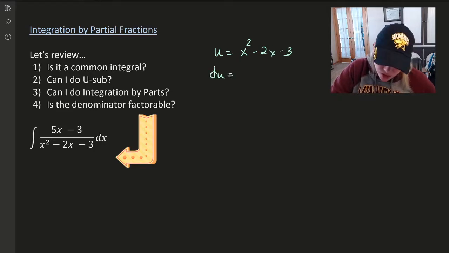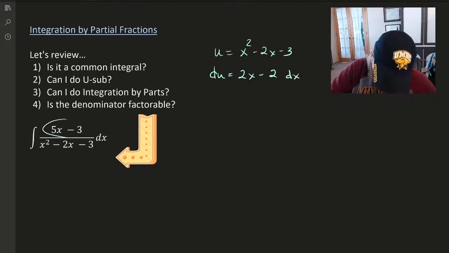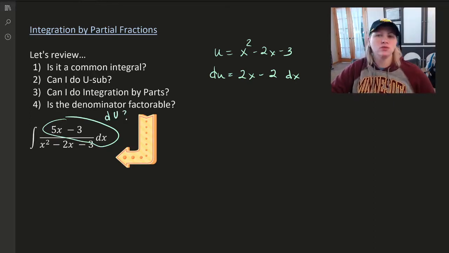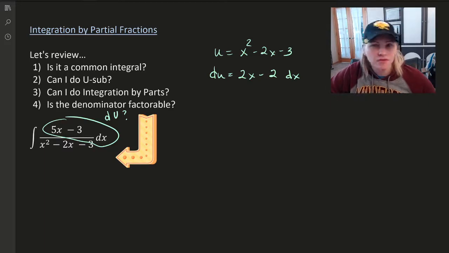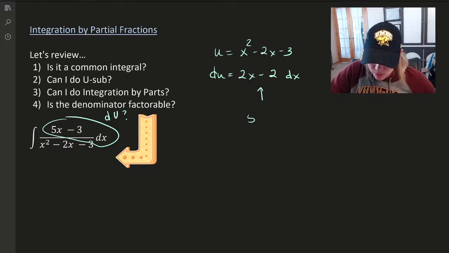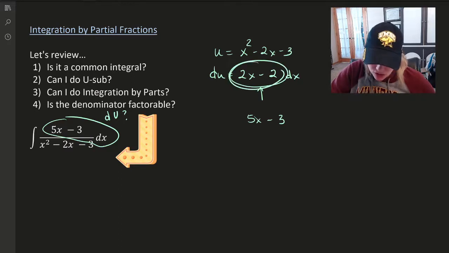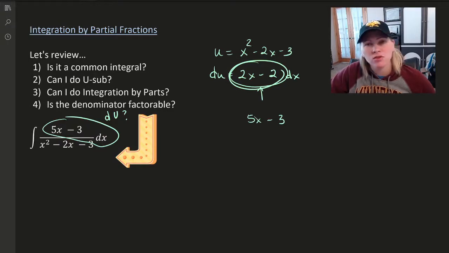And then what would du look like? 2x minus 2 dx. Well, if that's my du, I would want my du to look like what's left over after I use the denominator as my u. So here, 5x minus 3, there's no way that I can make this look like 5x minus 3. I would have to factor out some sort of constant here on the right-hand side, and the only thing I can factor out here is a 2. There's no way I can make it look like 5x. If there is a way, by multiplying or dividing by a constant, to make that du expression resemble that 5x minus 3, then I know it's a u sub problem.